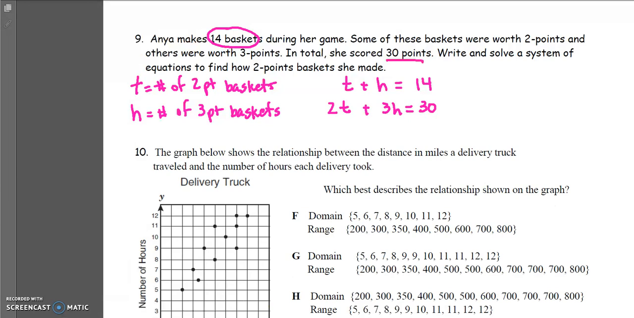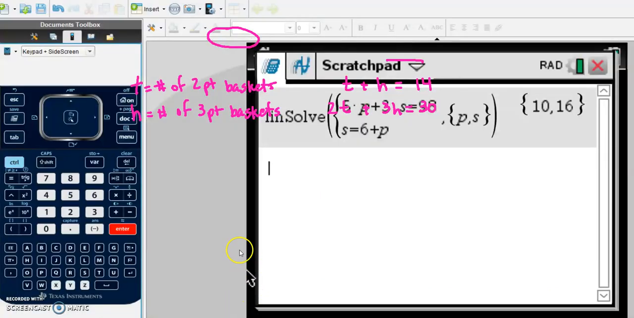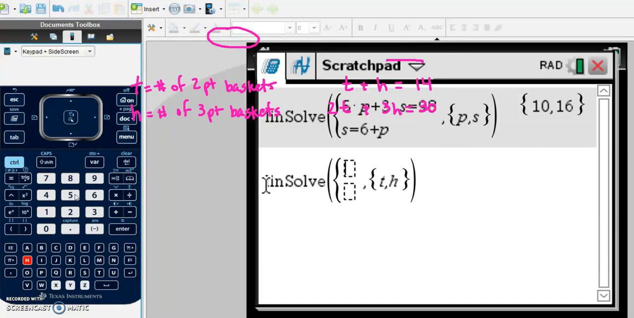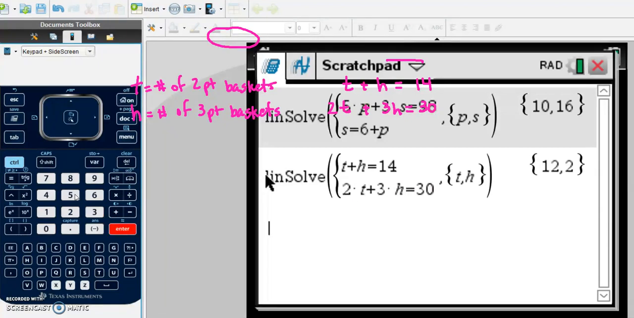And so again, let's go to our calculator, and I'm going to type that in. Again, we're going to go to menu, 3, and 2. And then again, I'm using a T and an H. So I'll put T comma H, no space, and just hit enter. And now we can type it in. It's T plus H equals 14. And our other equation was 2T plus 3H equals 30. And then I can hit enter.